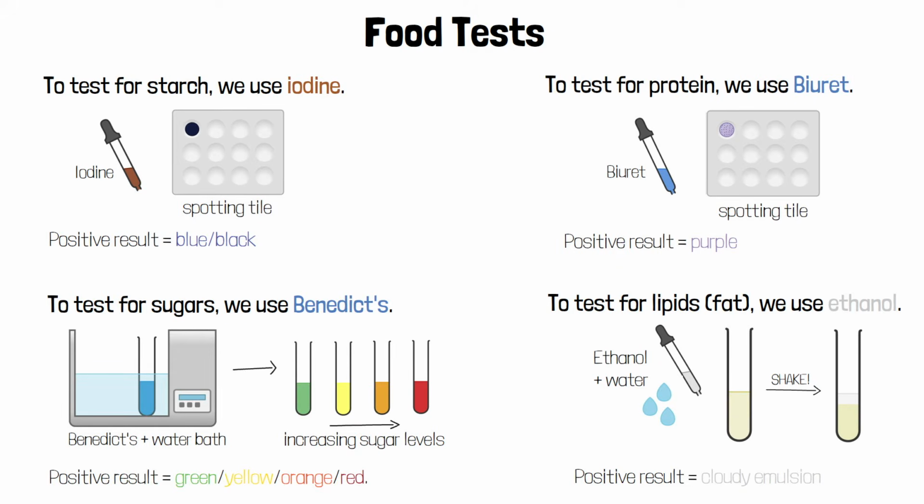You may also use a reagent called Sudan 3 or Sudan 4 or Sudan red. This still forms a fatty emulsion, but it has a red colour.